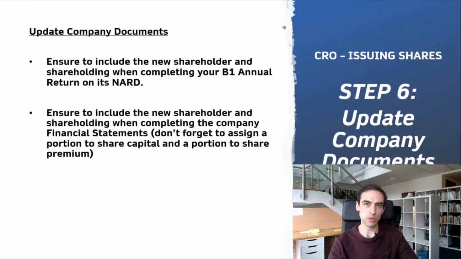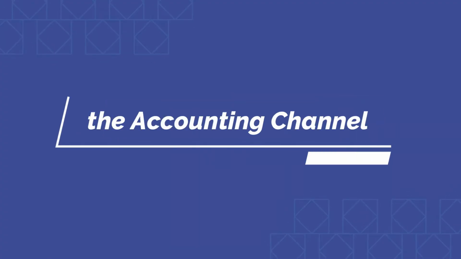Step 6, the last step, you just have to make sure when you're completing your next B1 annual return and financial statements that these have been updated and reflect the new shareholders that have come into the company. And within the financial statements, don't forget that a portion of the new shares will go to what's called share capital, and the rest, which is the amount above its nominal value basically, is called share premium. And voila, you have issued new shares in your company and you've abided by the Companies Act. The CRO is happy, your investors are happy, your directors are happy. Presumably your existing shareholders will also be happy if you follow these 6 simple steps.